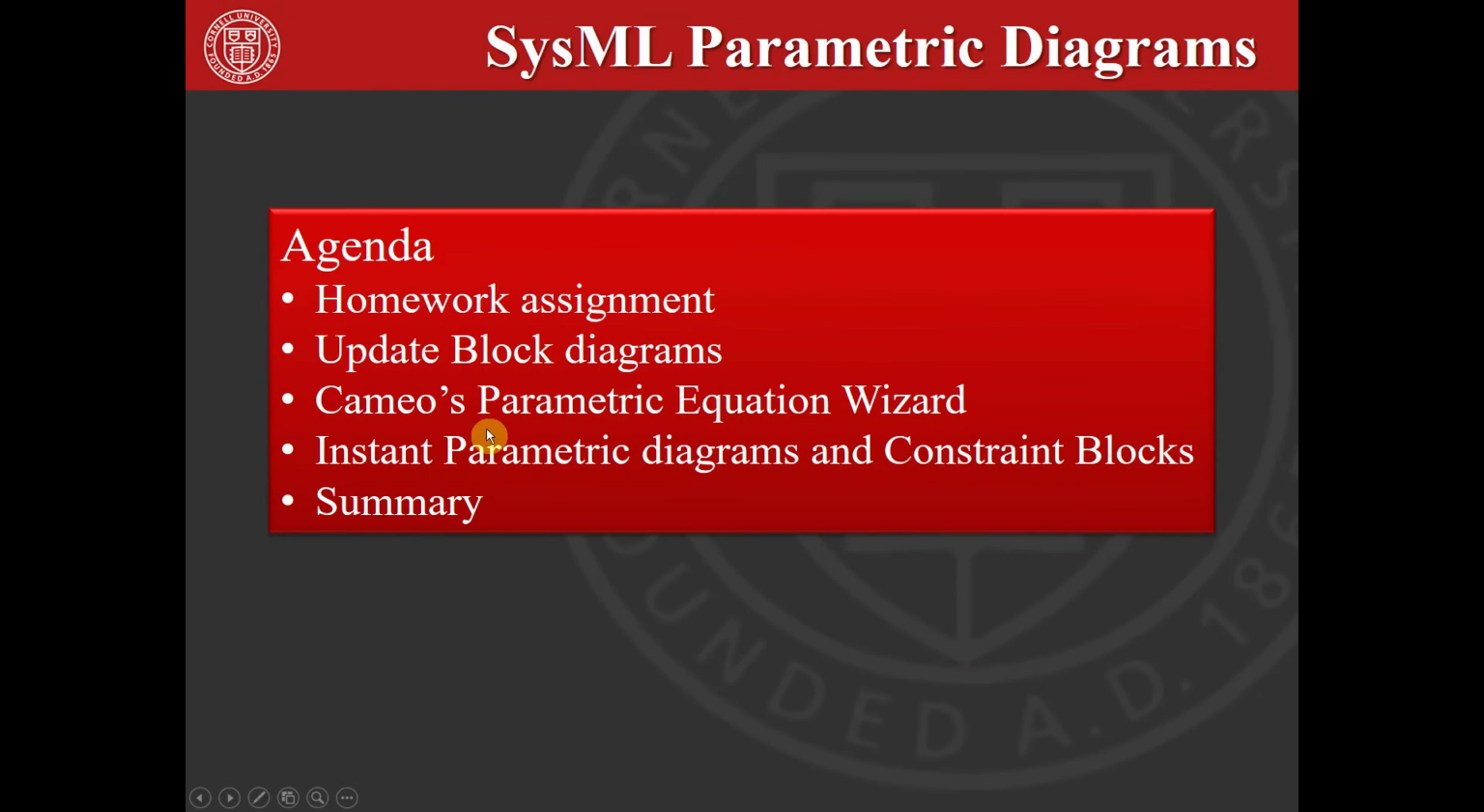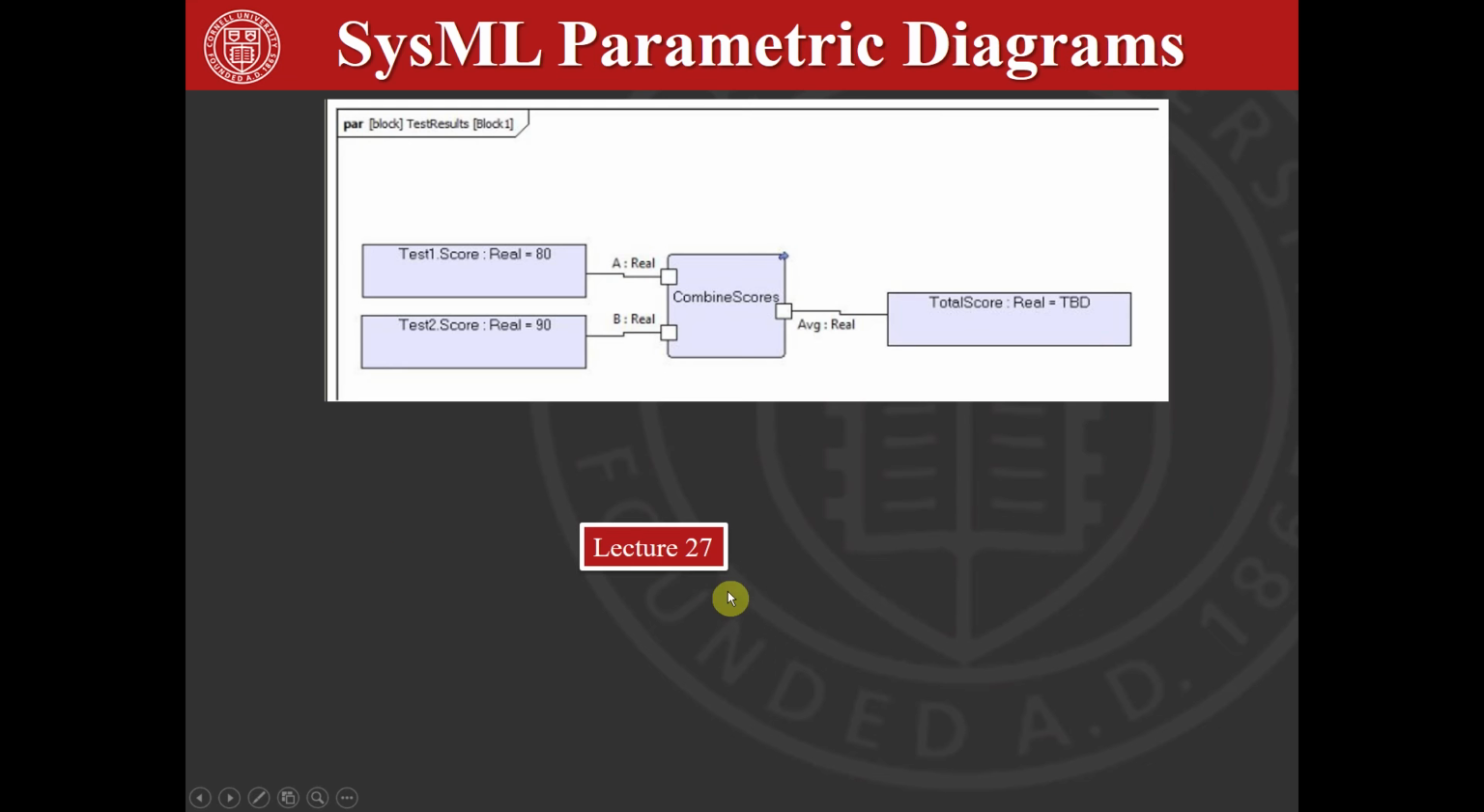The next step will be updating your block diagrams for your current project. So you incorporate the constraint blocks and parametric information. And it utilizes this Cameo parametric equation wizard. Very cool. And then it'll instantly create your diagram and constraint blocks. And how do you build that? And then we'll do a little quick summary here.